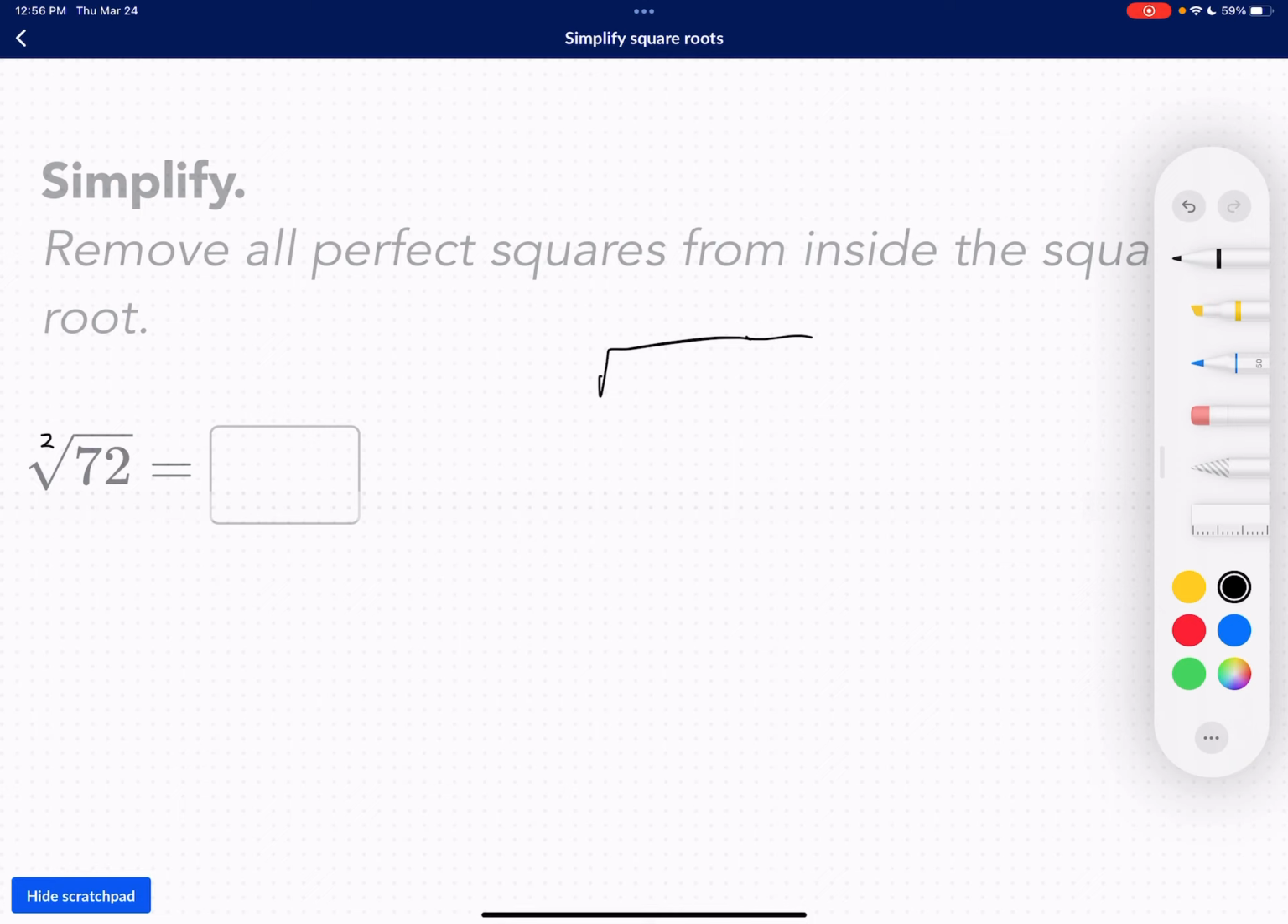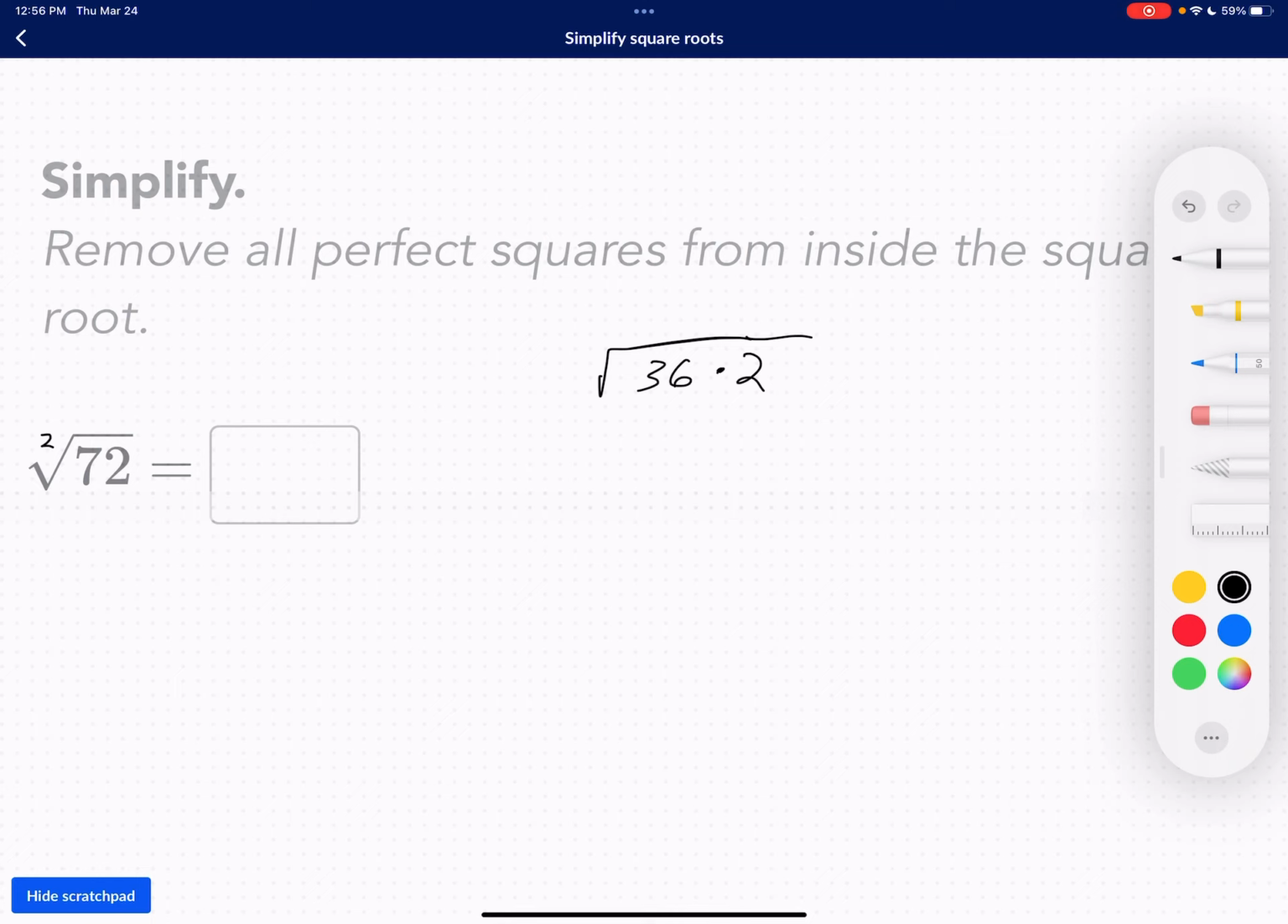I'm going to show you when it's a small number like this, you might be able to say, all right, well, 36 times 2 is 72. And you can throw that in your calculator just to confirm. 36 times 2 is 72. So I haven't changed anything yet. I've just rewritten the 72 as some factors.